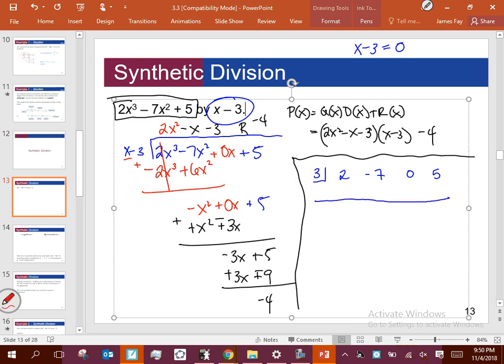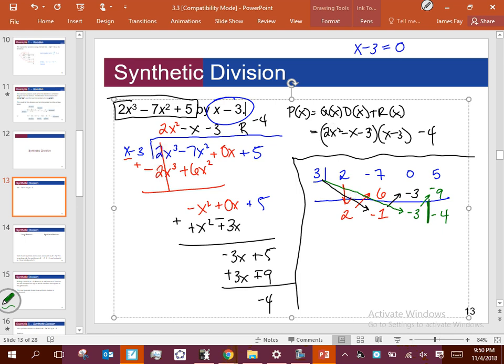So now we always bring down that first coefficient. So it gives me a 2. Now we'll take the 3 times the 2, and that product goes right here underneath. So it gives me a 6. I'm going to add straight down, it gives me negative 1. Now I'm going to do the same thing. Take my 3 times my negative 1, and that goes right there. So it gives me negative 3. Add straight down, gives me negative 3 again. Now I'll take my 3 times that negative 3, and that product goes right here, which is negative 9. Add straight down, gives me negative 4.